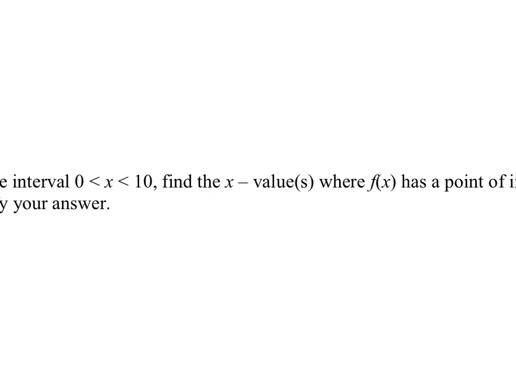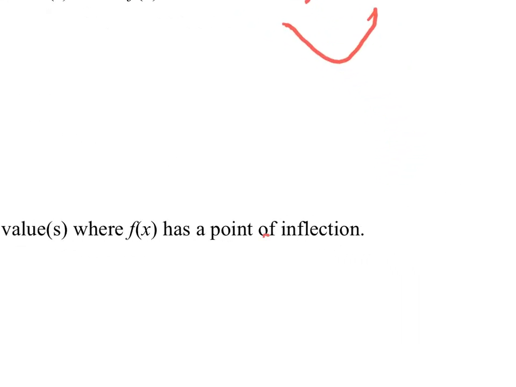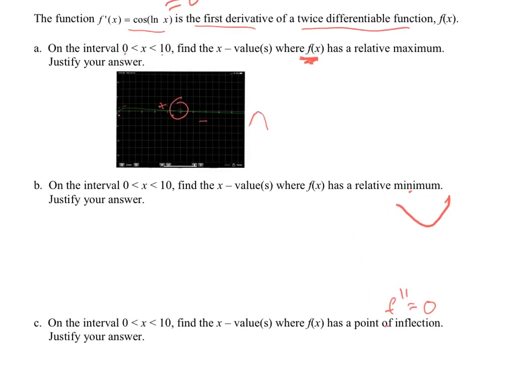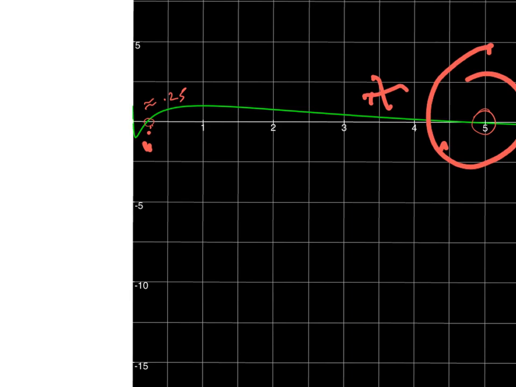On the interval from 0 to 10, find where there's a point of inflection. Point of inflection? Well, that's not the first derivative. I need to know where the second derivative is 0 and changes signs. So that would be the derivative of the derivative. So I'm looking at my picture. All I can tell you is that the derivative of this derivative here is positive. Now it's negative. If the derivative of the derivative was positive, that's concave up of the original function.